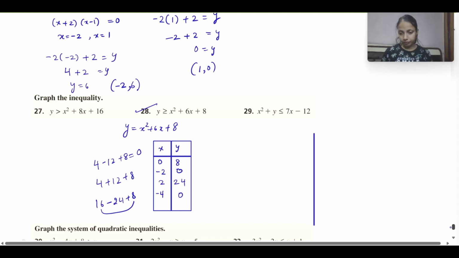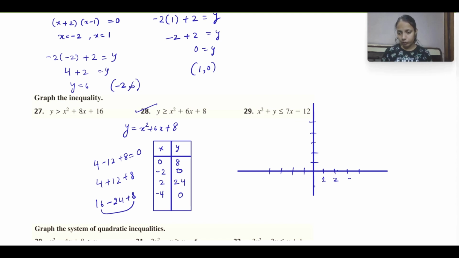Let's draw it. I'm taking a difference of 2. 2, 4, 6, 8, 10. X is a 1 value, 1, 2, 3, negative 1, 2. At negative 4, it's 0. At negative 2, it's 0. At 0, it's 8. And at 2, it's 24, very high.